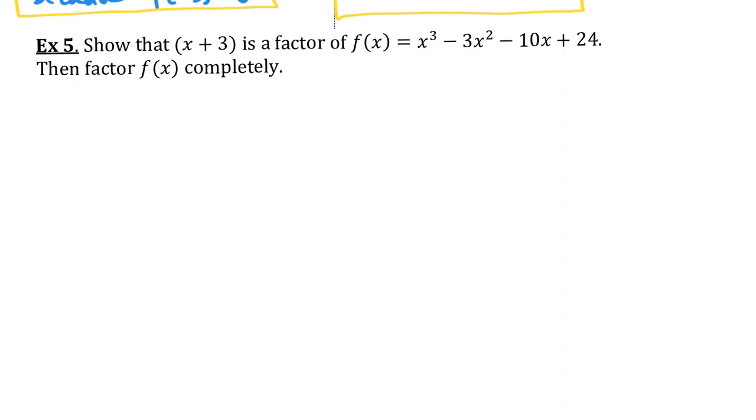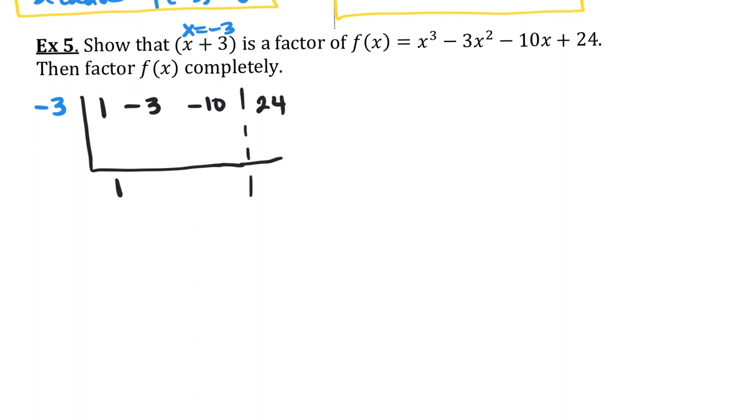Okay, so the first thing says show that x plus 3 is a factor of this function. So I'm going to plug in x equals negative 3. I'm going to do synthetic because I think it's faster when the polynomial is of this degree. So let's see, 1x cubed, negative 3x squared, negative 10, and 24. Bring down my 1. 1 times negative 3, negative 3. Negative 3 plus negative 6, negative 9? Negative 3 times negative 6, positive 18, 8, negative 24, and 0. So x plus 3 is a factor because f of negative 3 is 0, or we had a remainder of 0.